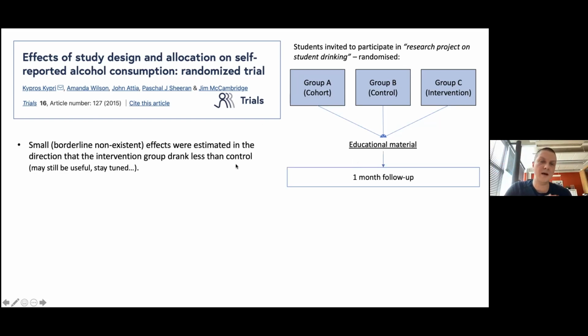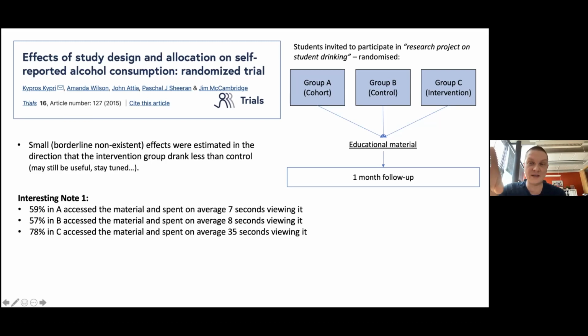Now, the effects on estimated alcohol consumption in this study were small, borderline non-existent, but still might be useful in other contexts to know about this. But what I found interesting was when you look at what these participants actually did. So 59% in group A in the cohort study actually accessed the material. So 60% accessed the material, and they looked at the educational material for 7 seconds on average. The control group, basically the same numbers, 57% accessed the materials, and they looked at the materials for 8 seconds. The intervention group, though, 78% looked at the materials and spent 35 seconds viewing it.